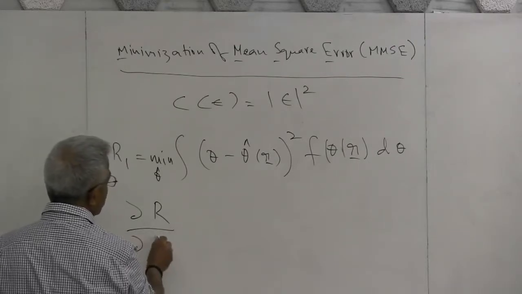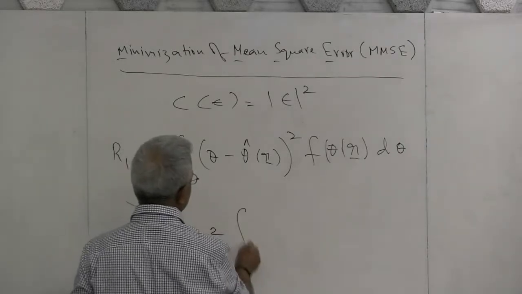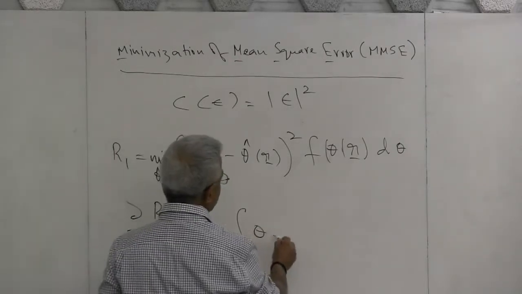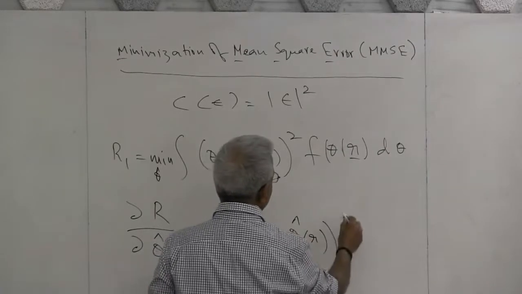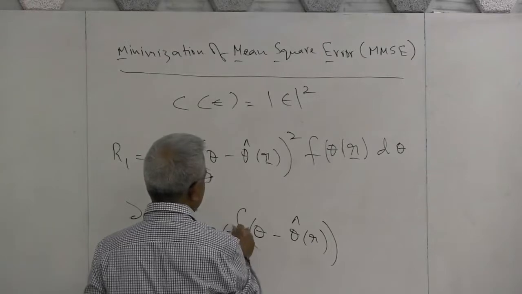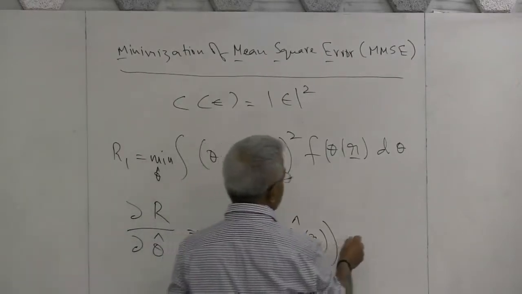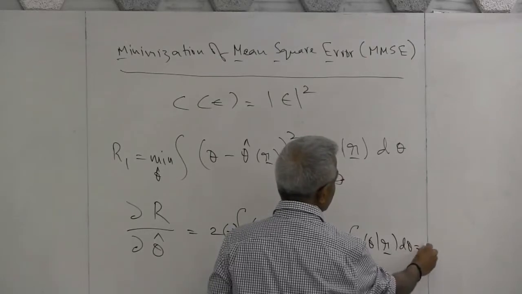So we take the derivative with respect to this unknown constant, and it's a standard procedure. So this turns out to be theta minus theta hat. Theta hat is what you are looking for. The square is gone, and then take the derivative with respect to this. So that's another minus 1. F of theta given R d theta equal to 0.